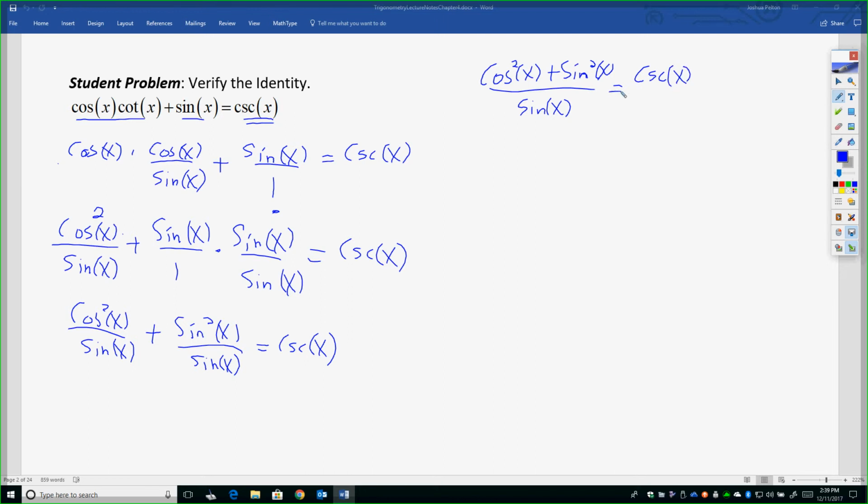And again, we're using the Pythagorean identity. The cosine squared plus sine squared is 1, or sine squared plus cosine squared is 1. Either way, I get 1 over sine equals cosecant of x. And using the reciprocal identity, cosecant of x equals cosecant of x. And we've proved it. Okay, let's try the next page.